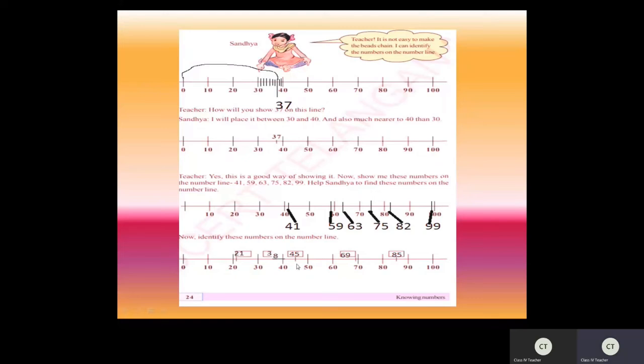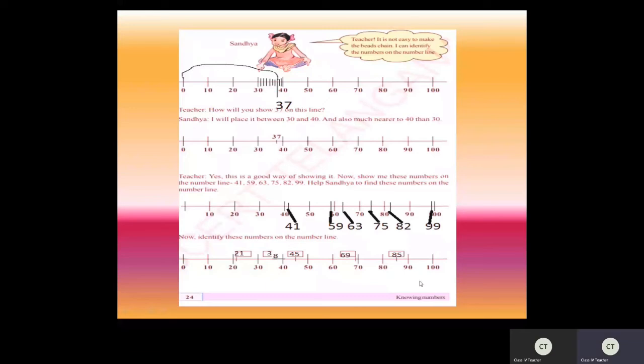Then 69, nearest. 69 lies in between 60 and 70, and the nearest number is 70. Then 85. 85 lies between 80 and 90, and the nearest number for 85 is 80. Okay.